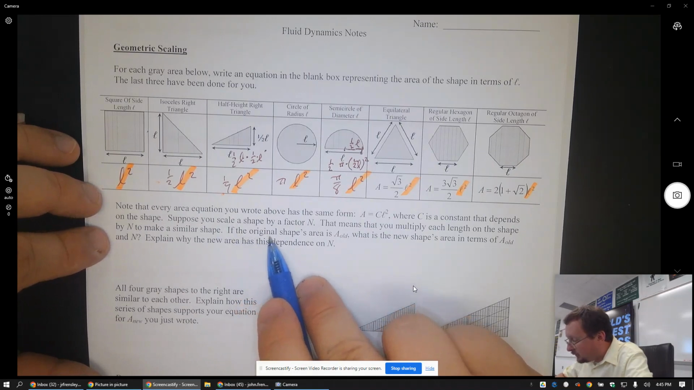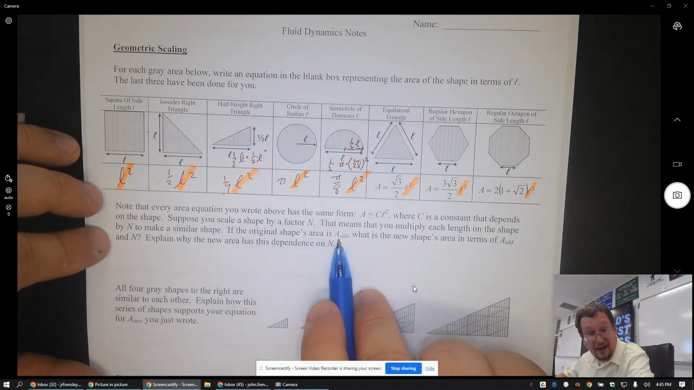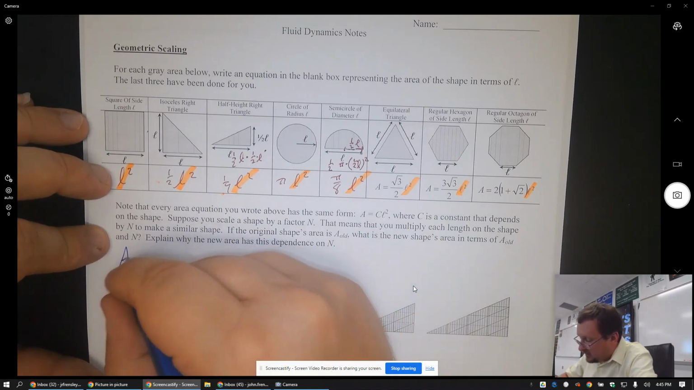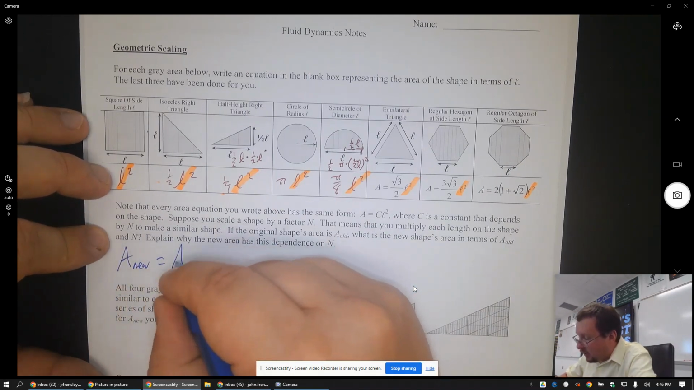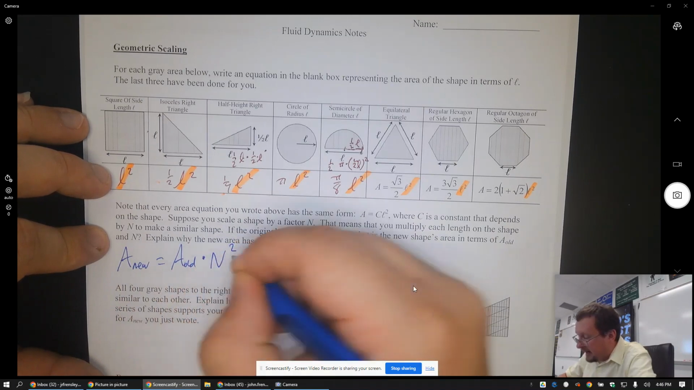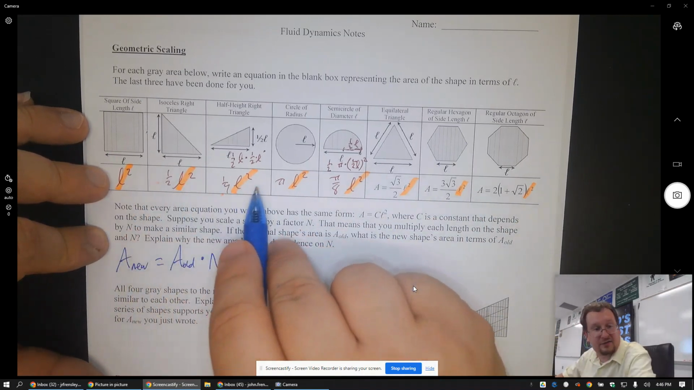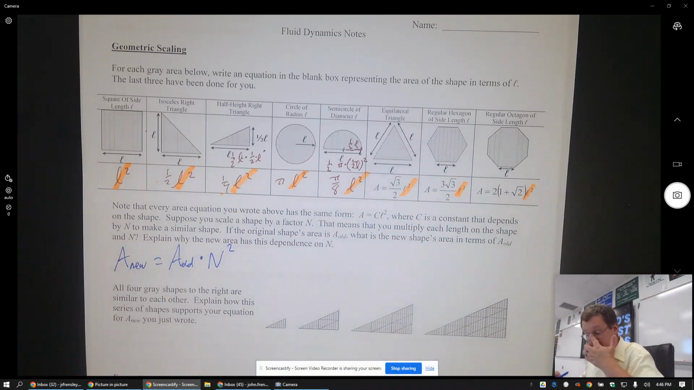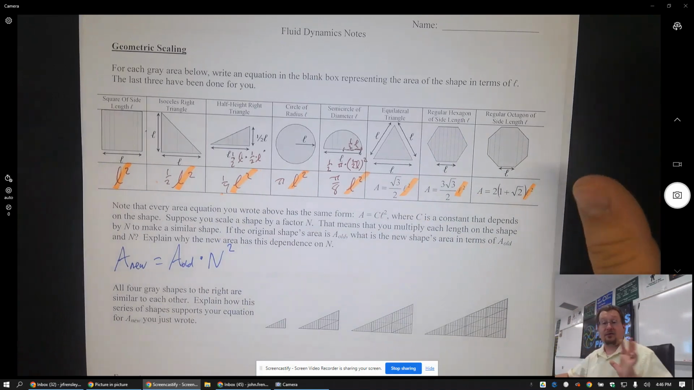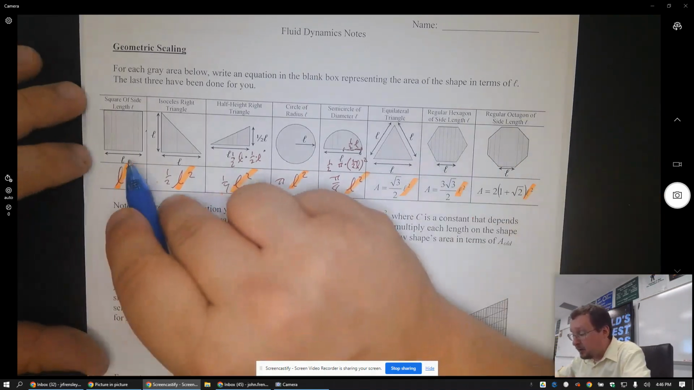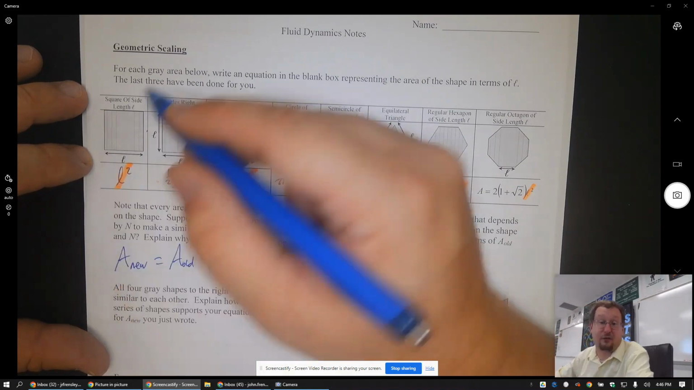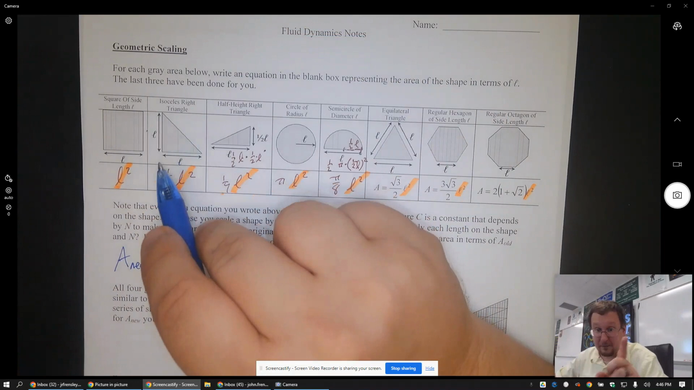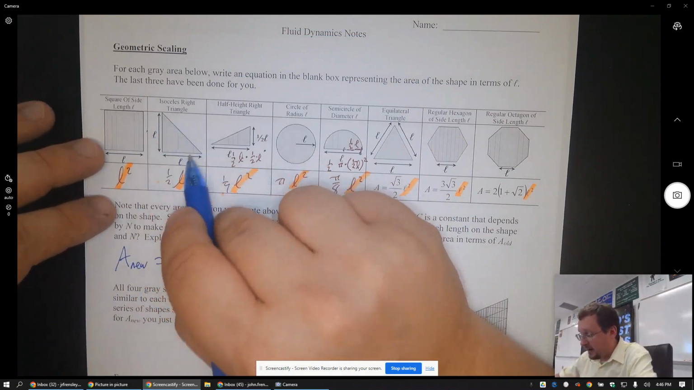Okay, if the original shape's area was old area, what would the new shape's area be? Well, the new area is the old area multiplied by n squared, because the L is squared in every single formula for area. So what that means is that if you double the length of a square, that's 4 times the area. Double this length, which means doubling all the lengths to make a similar shape. It has to make a similar shape. Then the area is 4 times as much.